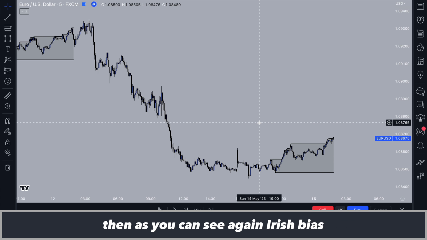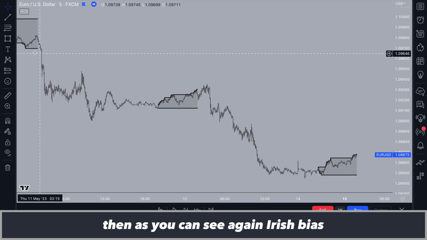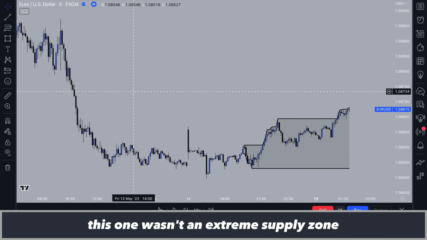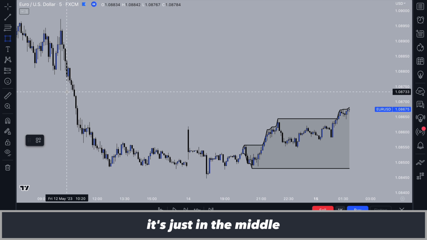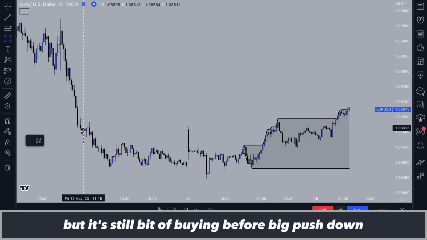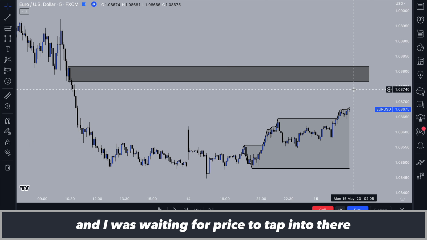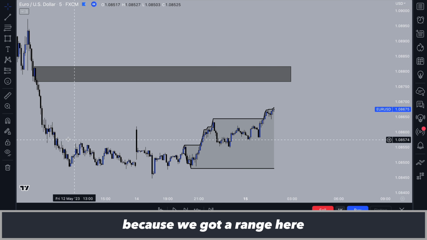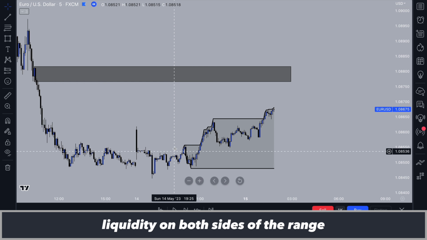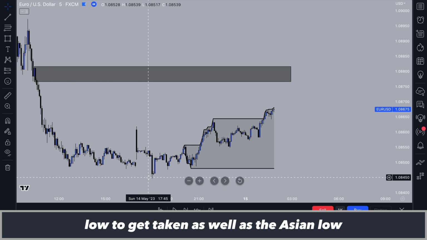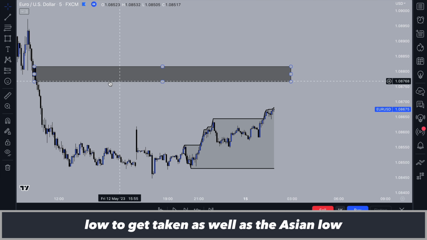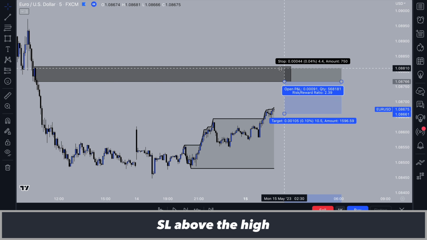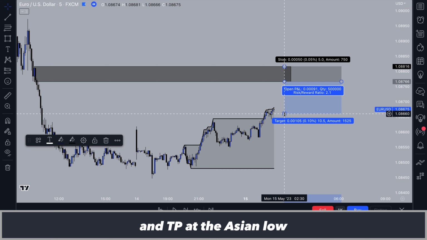But just looking at this trade then, as you can see again, bearish bias, price has been pushing down, and any supply zones that you want to mark up. This one wasn't an extreme supply zone, it's just in the middle, but it's still a bit of buying before a big push down, so I marked that up, and I was waiting for price to tap into there, and then hopefully create some new lows. Because we've got a range here, there's going to be liquidity on both sides of the range, and I was expecting this low to get taken, as well as just the Asian low. So I place my limits there, stop loss above the high, and take profit at the Asian low.